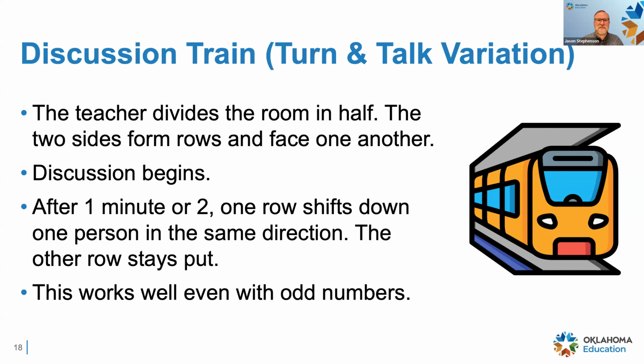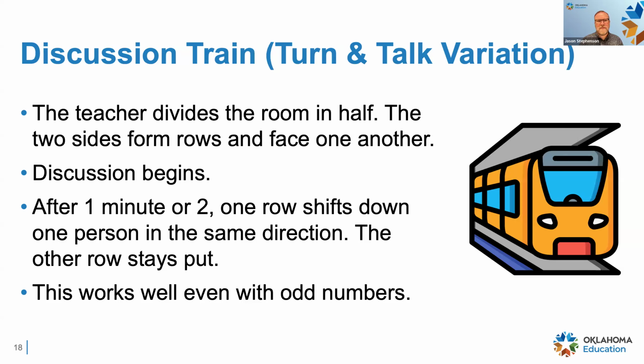And then the third option is a discussion train. In this case, the students are still divided in half, but they form 2 rows that face one another. And whoever they are facing across from at the beginning, that's who their partner is. And they discuss their response, whatever that may be. And then after just a few minutes, one row shifts down by one person, all in the same direction. The other row does stay put. So now they have a new discussion partner. And this would work well even with an odd numbered class.